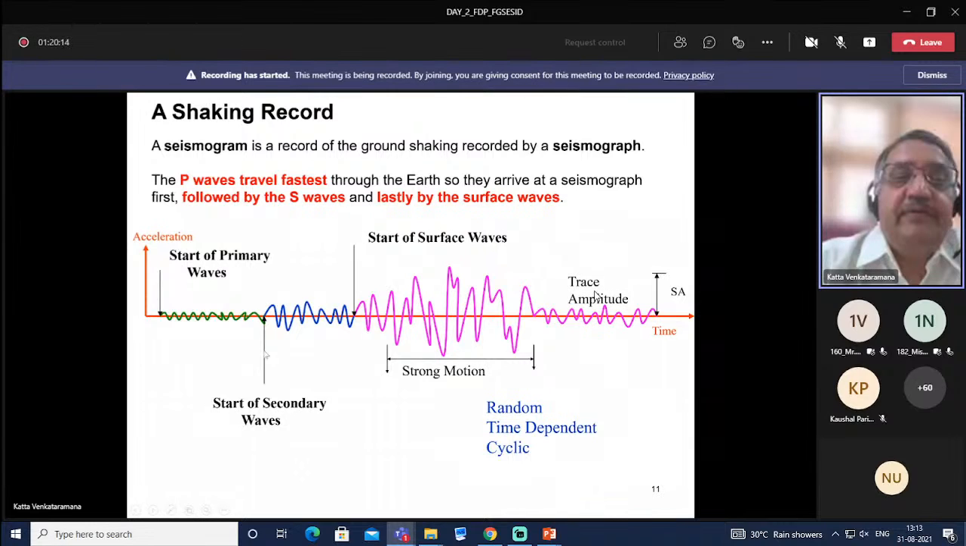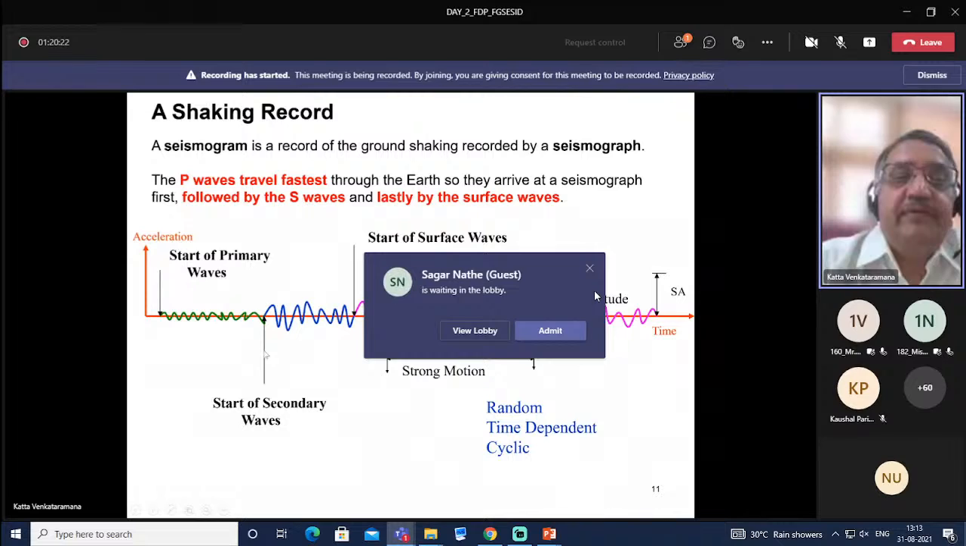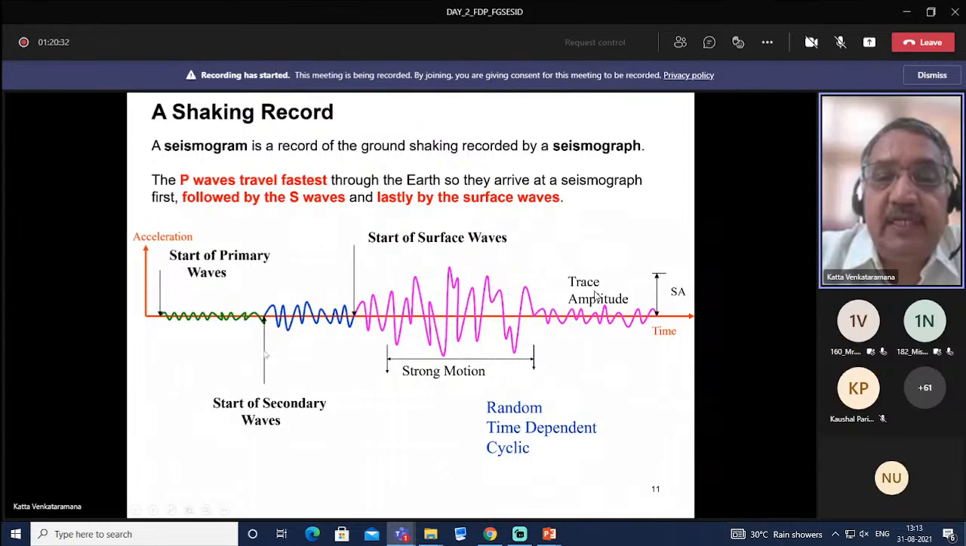If you look at the amplitudes here, the surface wave amplitude is considerably higher than the initial primary waves or secondary waves. Most of the damage is caused when these waves reach the building. So this we call strong motion, the part of this seismogram which is causing the damage to the structure. Look at it, it is random in nature, of course time dependent and also cyclic.